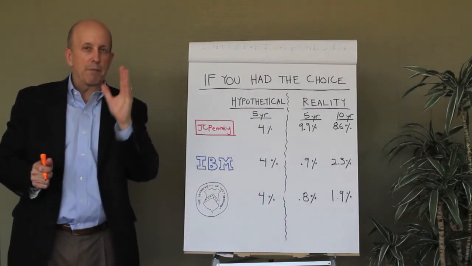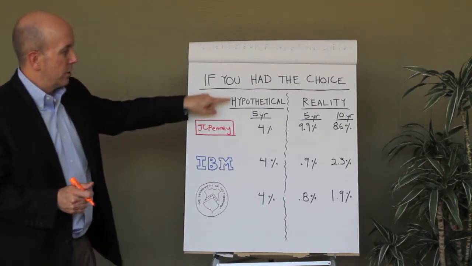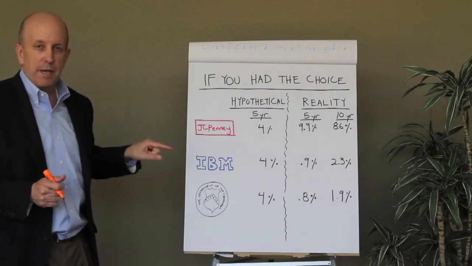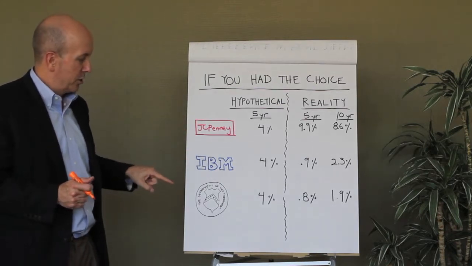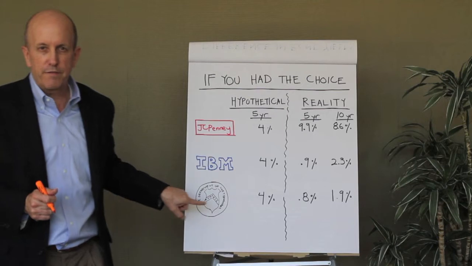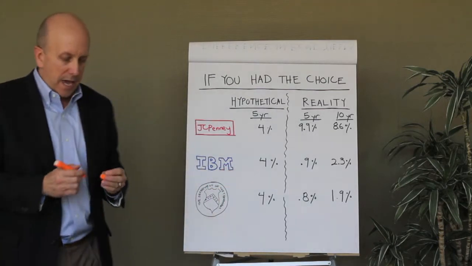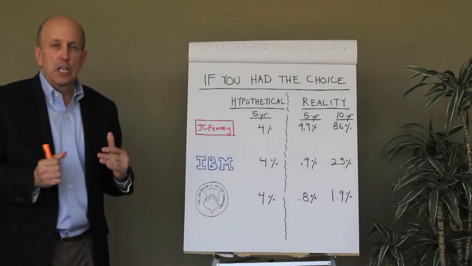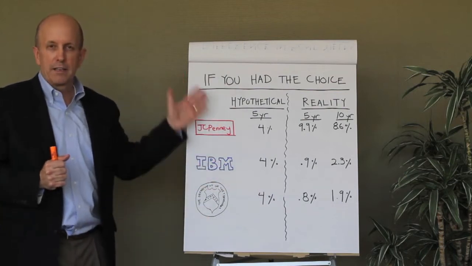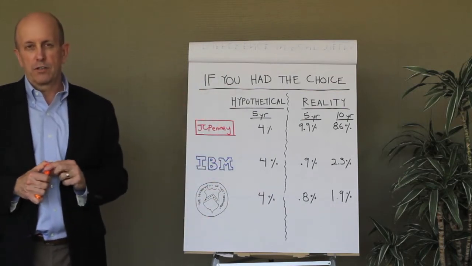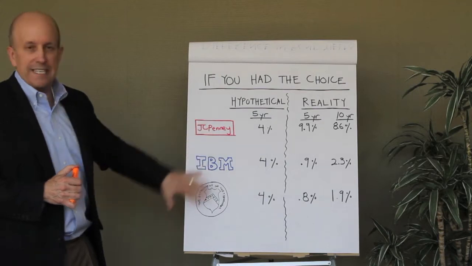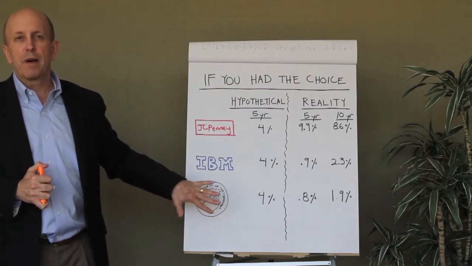So let me give you a hypothetical. In a world where we have JCPenney, IBM Corporation, or the Department of the Treasury, the federal government, and we could loan any of these people money for 4% over 5 years, which entity would we be willing to loan money at that rate for?